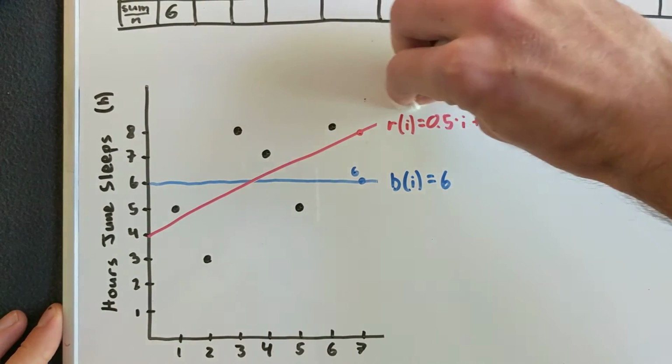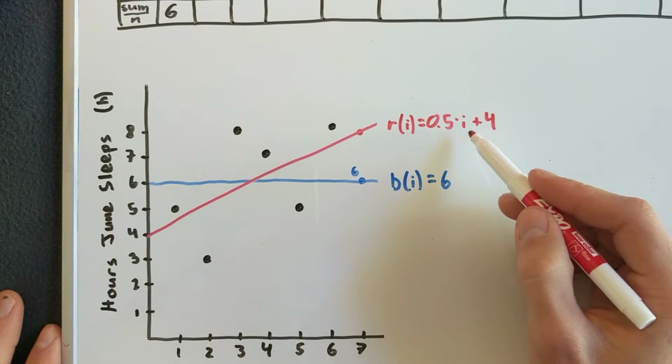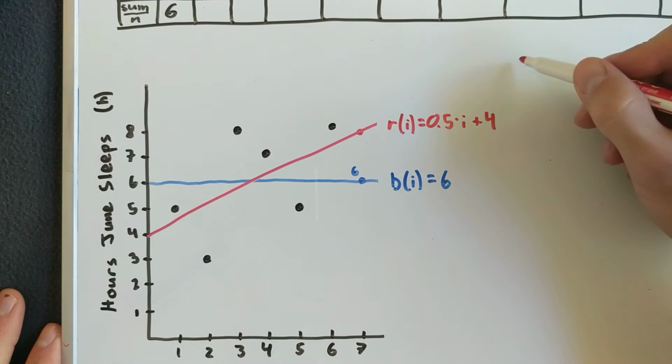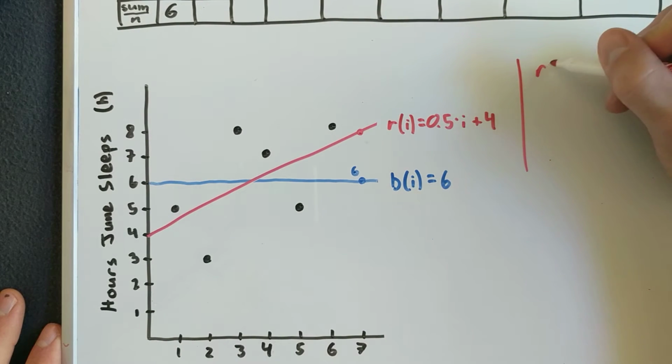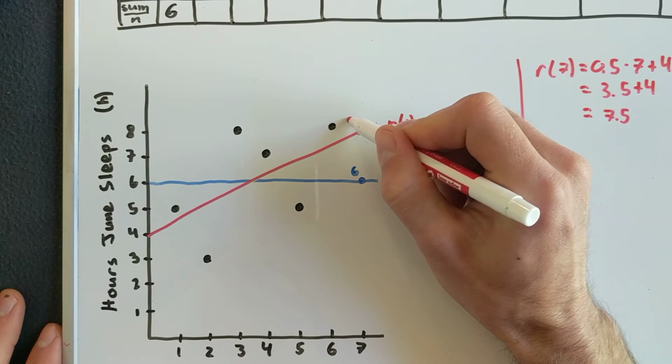And then to calculate how many hours June would sleep on day 7, we simply plug in 7 here. So that's going to be R of 7 equals 0.5 times 7 plus 4, which is 3.5 plus 4, 7.5. So that's our prediction using the red line.